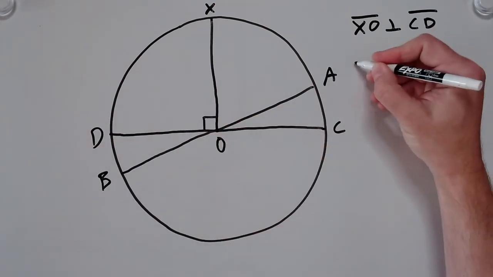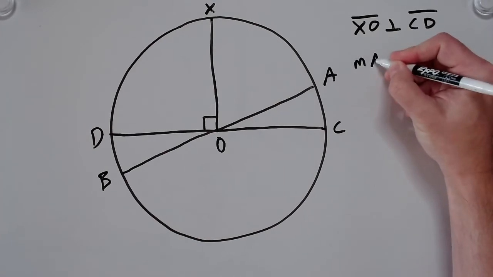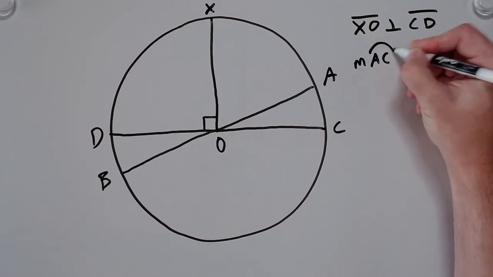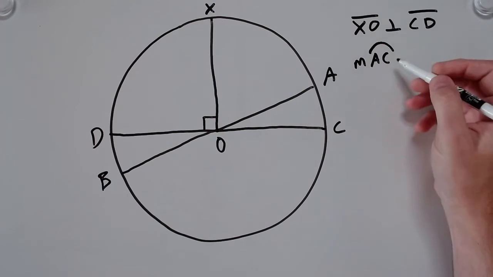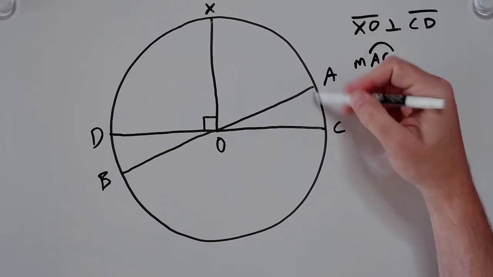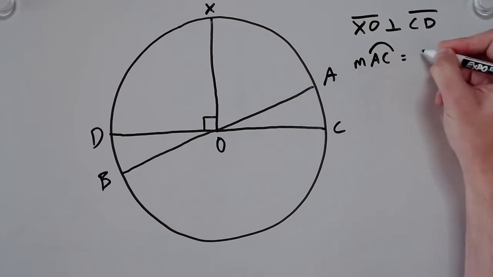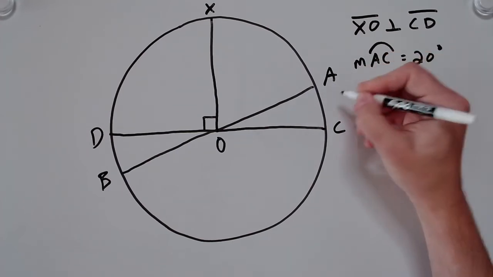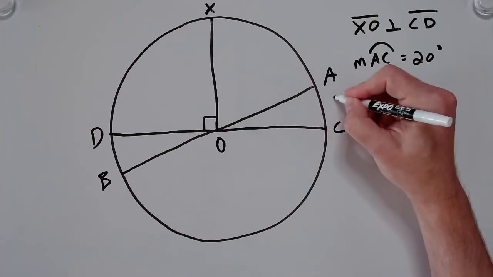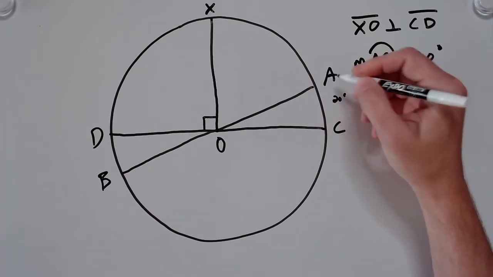And one final statement. The measurement of arc AC, I'm going to exaggerate this curve, so I know we're not talking about the segment AC, the chord that we didn't draw, but the arc. The measurement of arc AC is equal to 20 degrees. So from here to here, I'm just going to put a little 20 degrees right there.